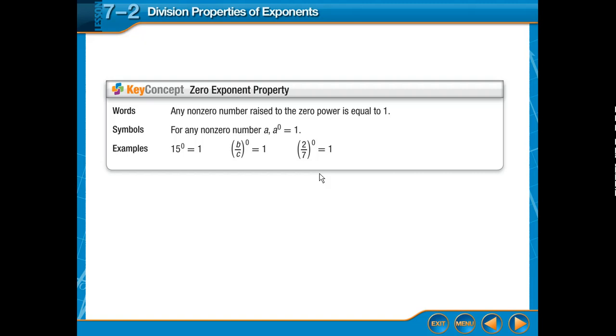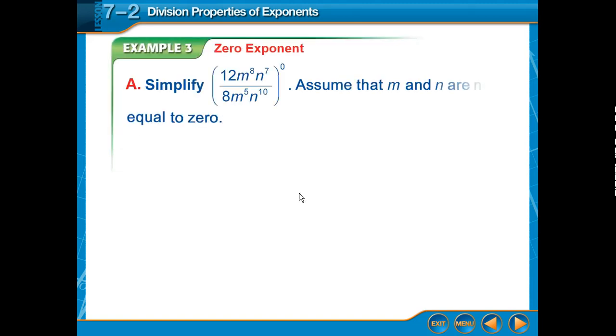Okay, if I'm looking at this, I don't even have to figure out what m and n are. This whole expression is raised to the power of 0. So I can just say 1 and I'm done.